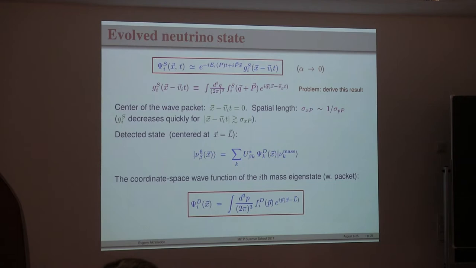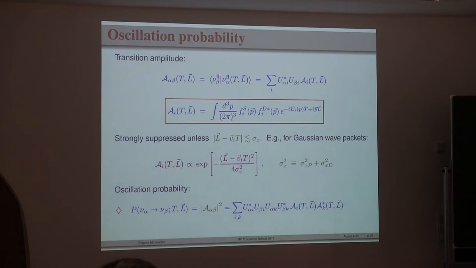Okay, and then we have to project the evolved neutrino state onto the detector state, and this immediately gives us that the amplitude of neutrino transition during time T and upon propagating distance L is given by this formula. It has a product of two elements of the leptonic mixing matrix times the amplitude corresponding to the propagation of a given mass eigenstate i, and a sum over all mass eigenstates. And this amplitude, just from the previous calculation, is given by this very simple formula. I suggest that you try to reproduce all these calculations. They will be online, and it's very easy to follow them, but it gives you a lot more understanding of what's going on.